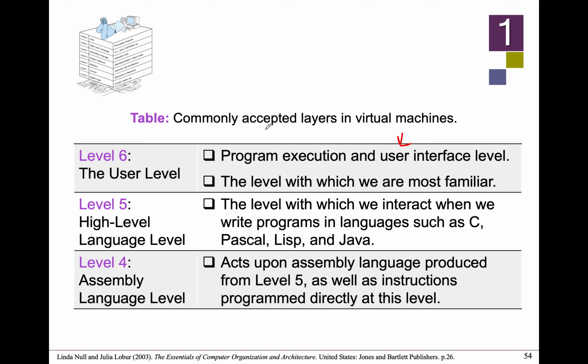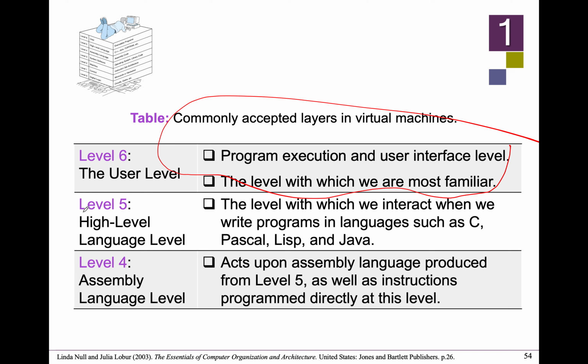So this is a table of commonly accepted layers in virtual machines. Starting from the highest level, which is level 6, it is called the user level. This is the one that you as a user can see, which is the program execution and user interface level. The one where we can see Windows, iOS, Linux. So there is the interface layer, program execution, whatever program you have in your computer, the level with which we are most familiar. This is the one that we always see. I guess every single day you're going to use your computer, right?